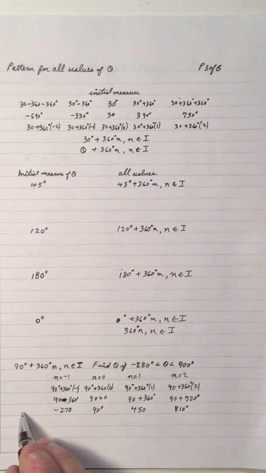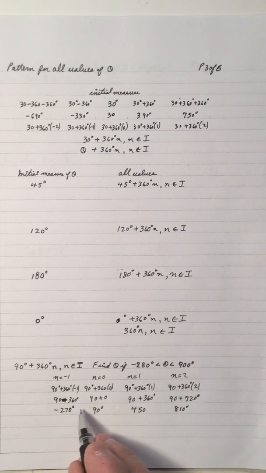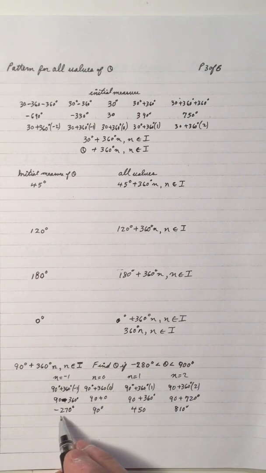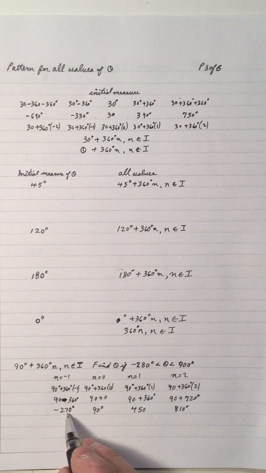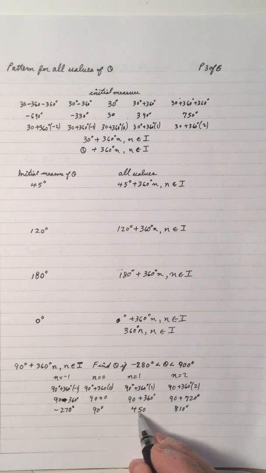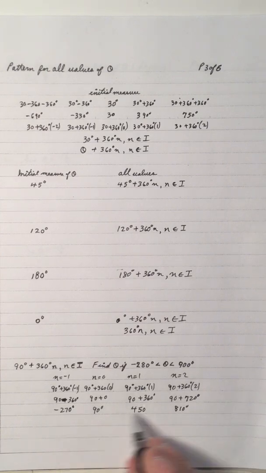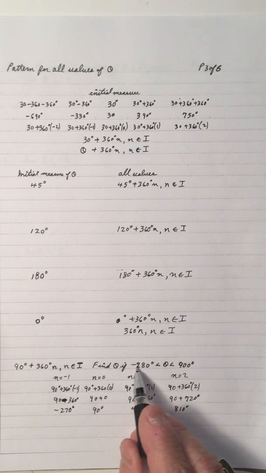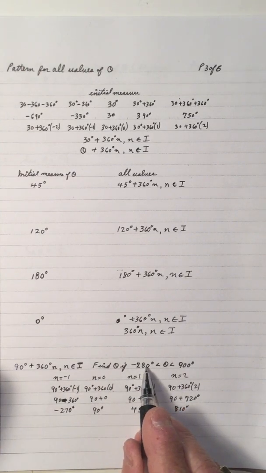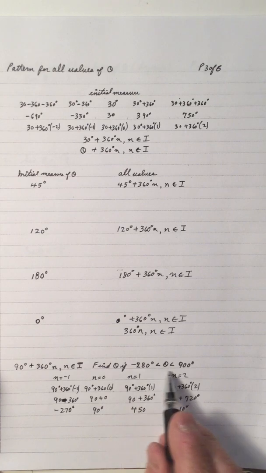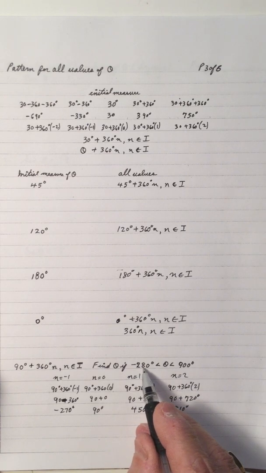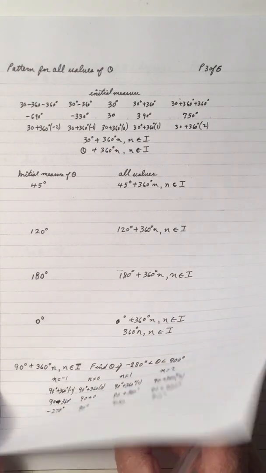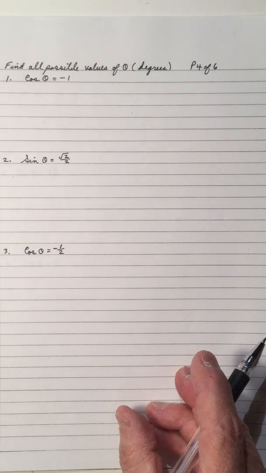And if we go again, it'd be too far down. So these are all the values between negative 280 and 900 that make this true. So negative 270, 90, 450, and 810 are the four angles that fit this notation here for all possibles. Knowing this is what we have to go by. There are infinitely many more, but we only want the ones between negative 280 and 900, and there are four of them. Okay, we'll use that to our advantage to get all possibles.